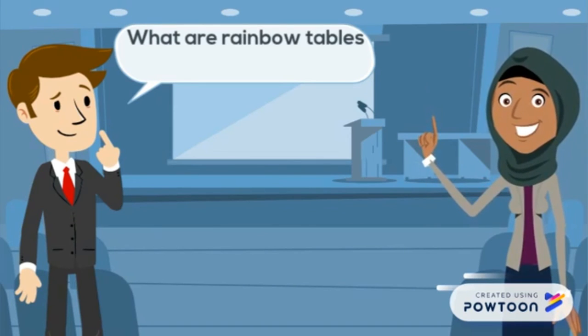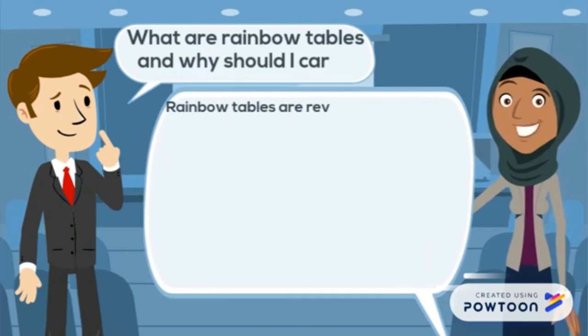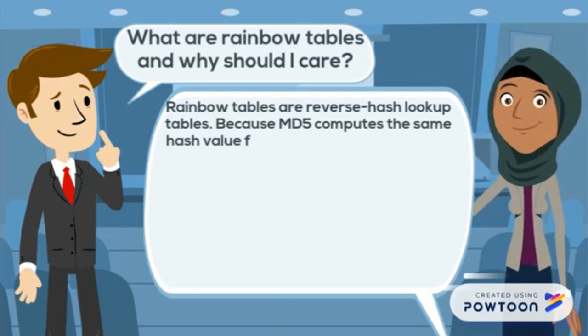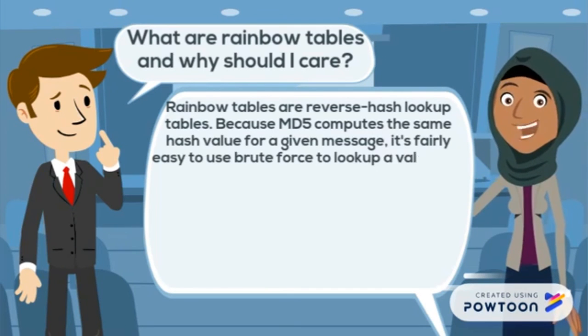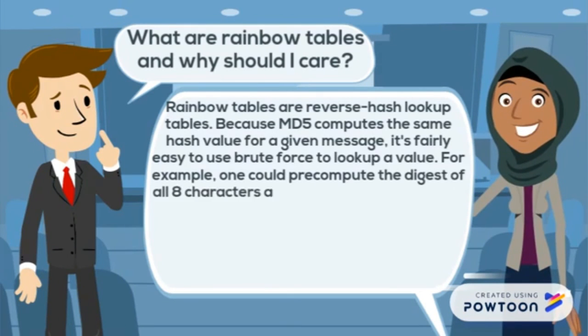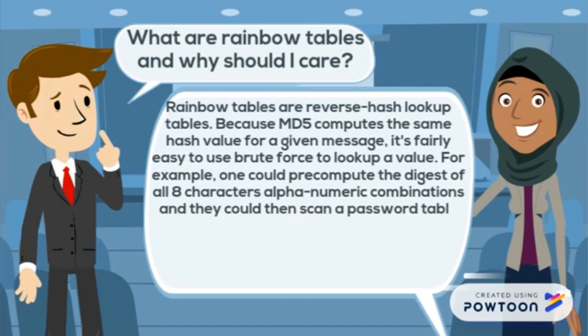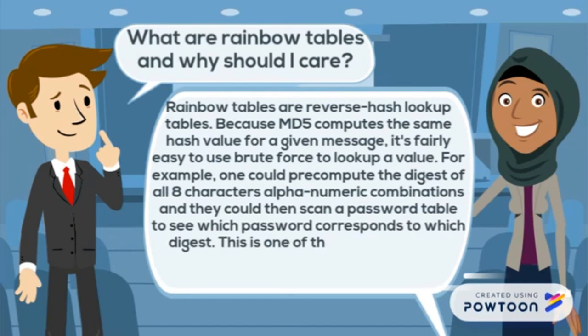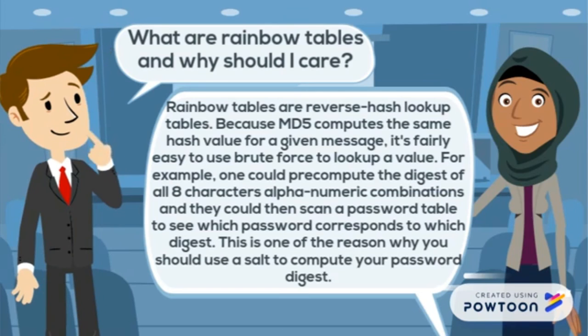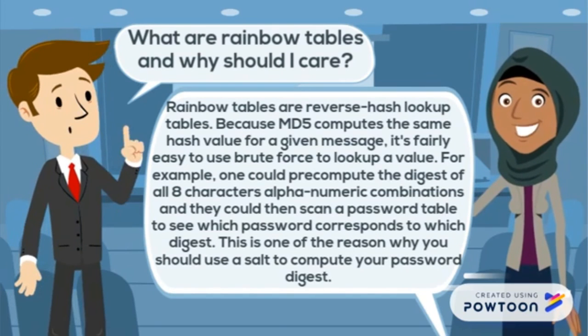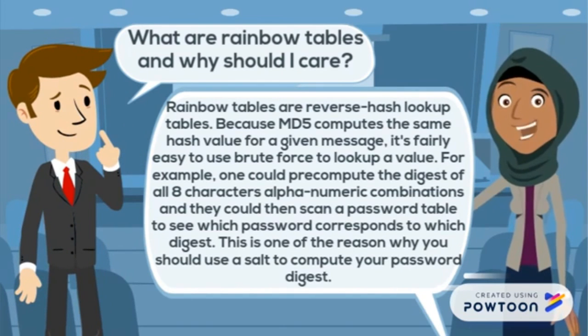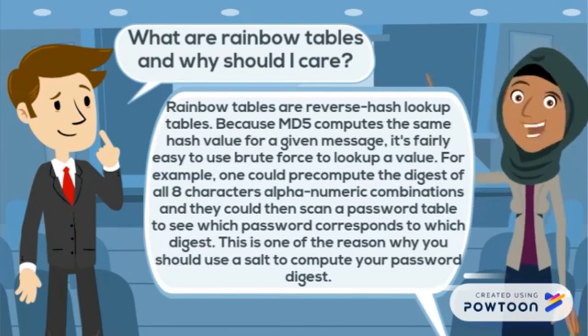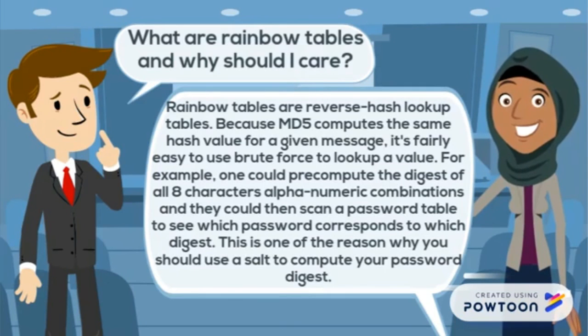What are rainbow tables and why should I care? Rainbow tables are reverse hash lookup tables. Because MD5 computes the same hash value for a given message, it's fairly easy to use brute force to look up a value. For example, one could pre-compute the digest of all 8-character alphanumeric combinations and then scan a password table to see which password corresponds to which digest.